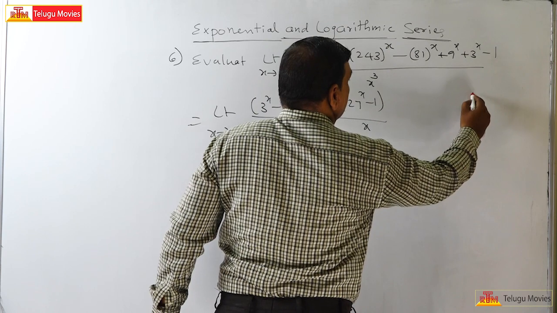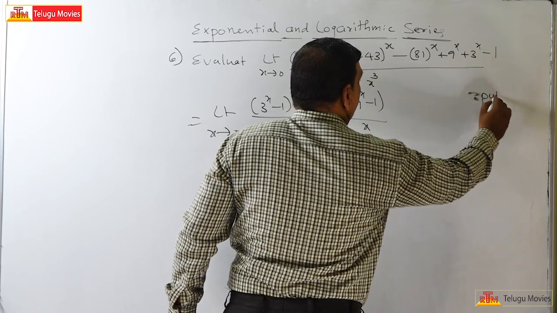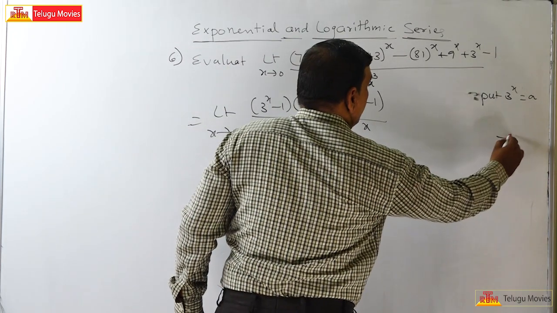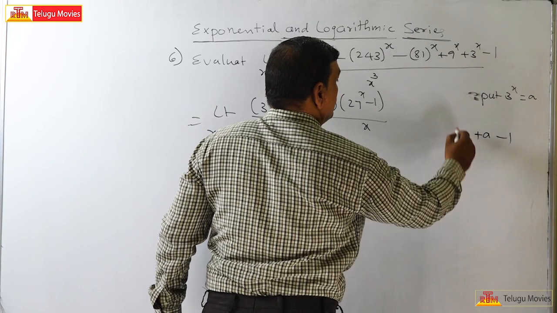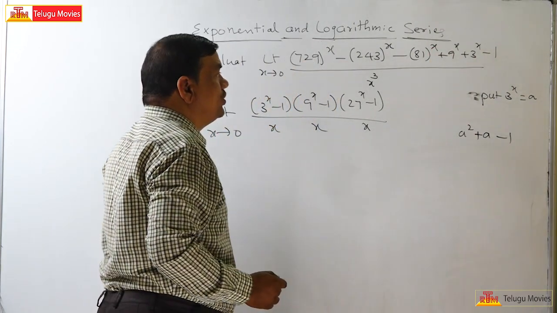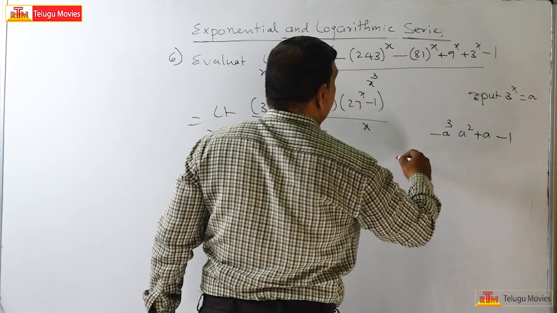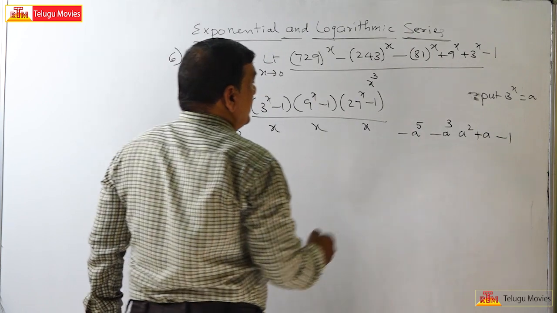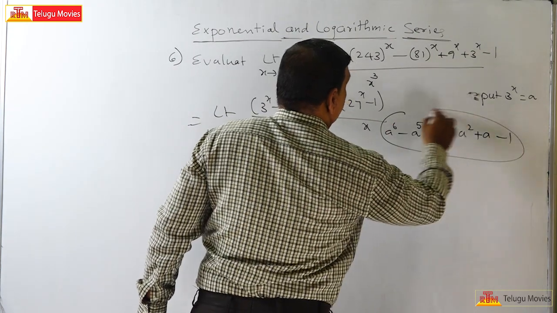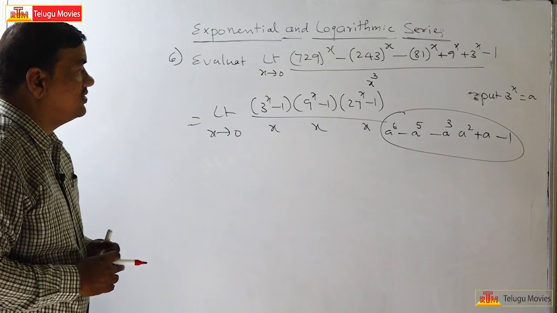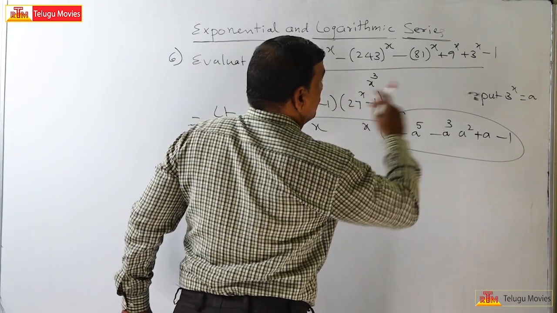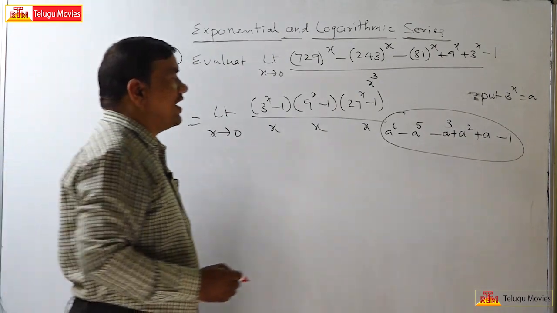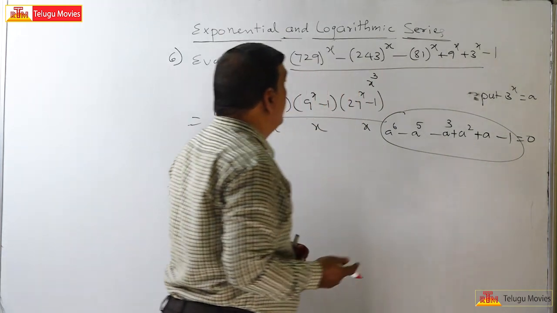So let us put 3 power x is equal to a. Then the expression becomes a to the power of 6 minus a to the power of 5 minus a cube plus a square plus a minus 1. Put 3 power x is equal to a, then we factorize. We can factorize this a power 6.